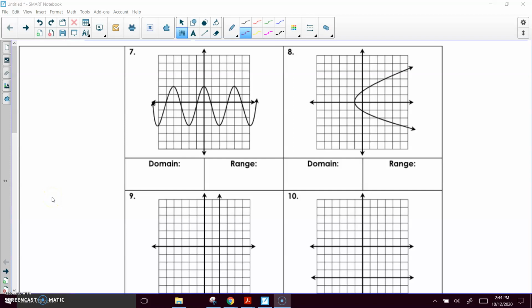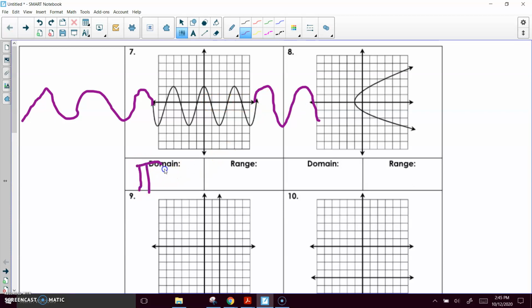Let's see how you did on questions 7 and 8. When we look at domain, we look to see how far left our graph goes and how far right. You can tell from these arrows that my graph, the pattern, although sloppy, is going to continue in both directions. So because my graph goes forever to the left and forever to the right, my domain is all real numbers.